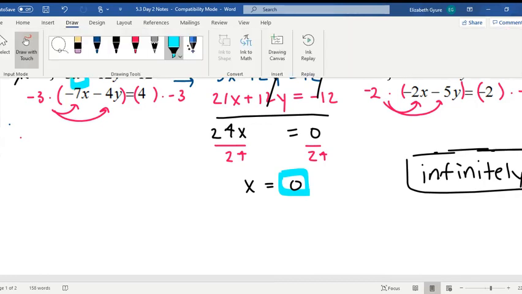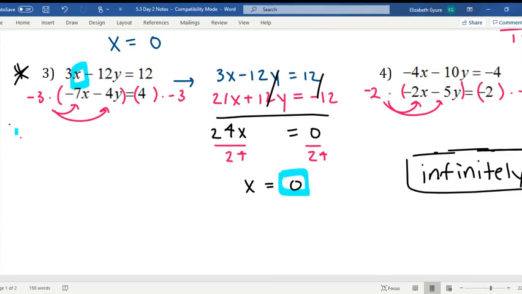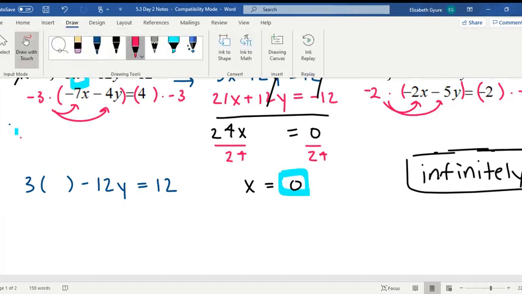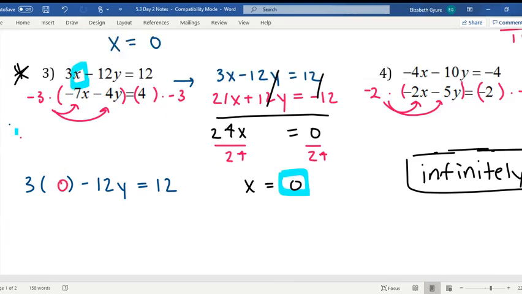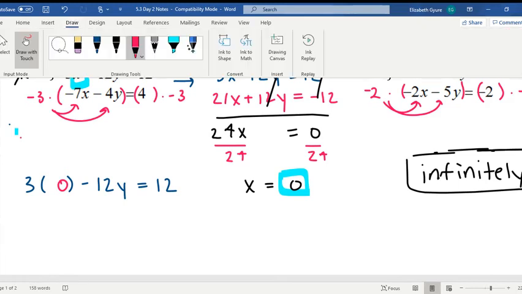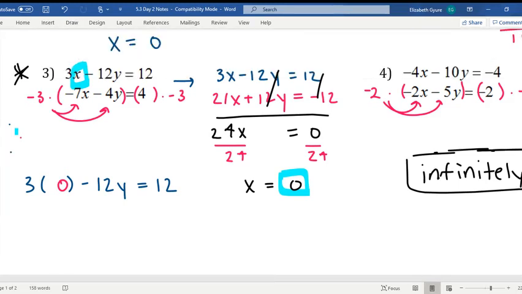All right, so let's plug that in. I'm going to plug it into my top equation. We're going to have 3 and then our parentheses, because x is getting replaced, minus 12y equals 12. So we're going to plug in that 0. And now we are going to simplify. So, ladies and gentlemen, what's 3 times 0? 0. Only heard from one person, but that's okay. Bring down our 12y equals 12.